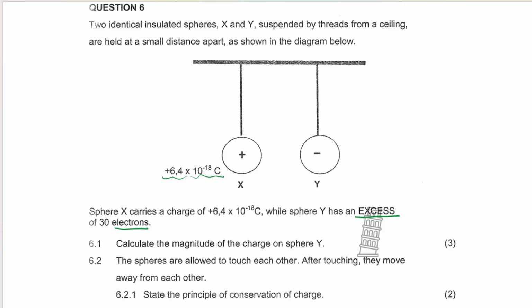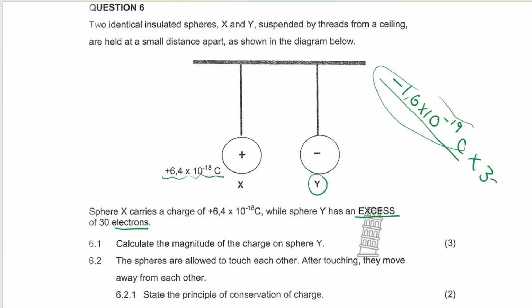6.1 says calculate the magnitude of charge on sphere Y. Early on in the video, we discussed how one electron has a charge of negative 1.6 times 10 to the negative 19 coulombs. If you have two electrons, you take the charge of an electron and times it by 2. If you have 3 electrons, you times it by 3. This sphere has 30 excess electrons. So you take the charge of an electron and times it by 30. And that's basically how we get our answer.